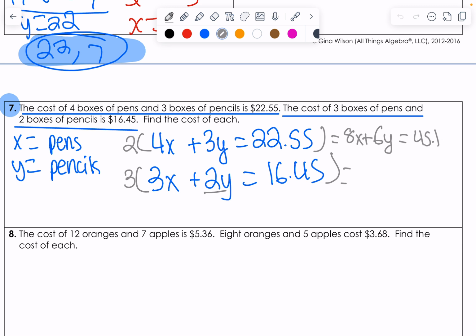And now let's distribute that 3 on the bottom equation. 3 times 3x is a 9x. 3 times 2y is going to be a 6y. And 3 times 16.45, again, hopefully you don't know off the top of your head, use a calculator. 3 times 16.45 should indeed be 49.35.